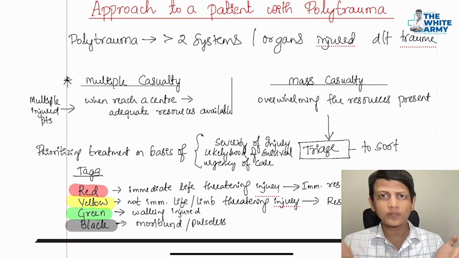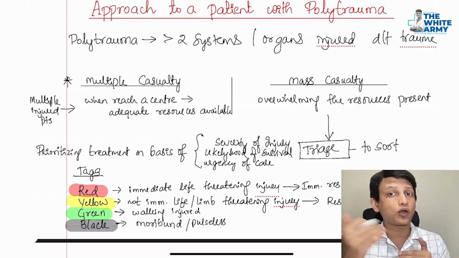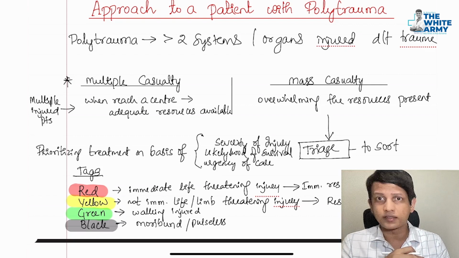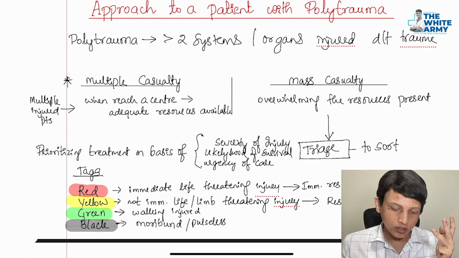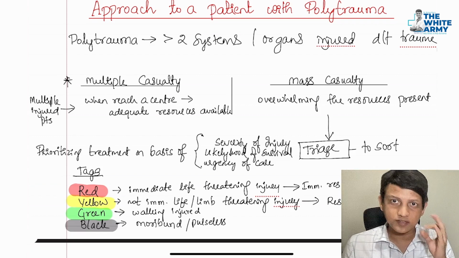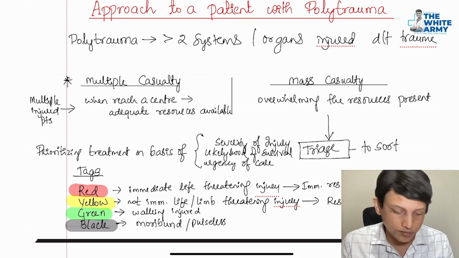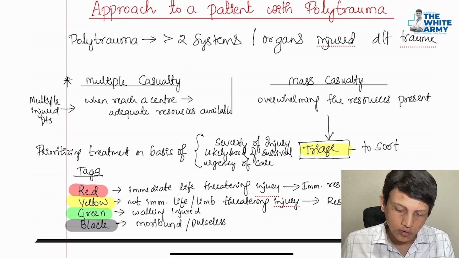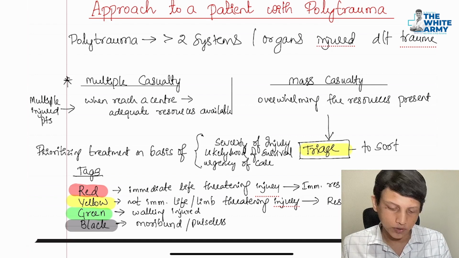In such a scenario of mass casualties, we have to prioritize the patients for treatment depending on the severity of injury, likelihood of survival, and urgency of care. These are the factors by which we prioritize the treatment. This prioritizing is called triage. The literal meaning of which is to sort out.